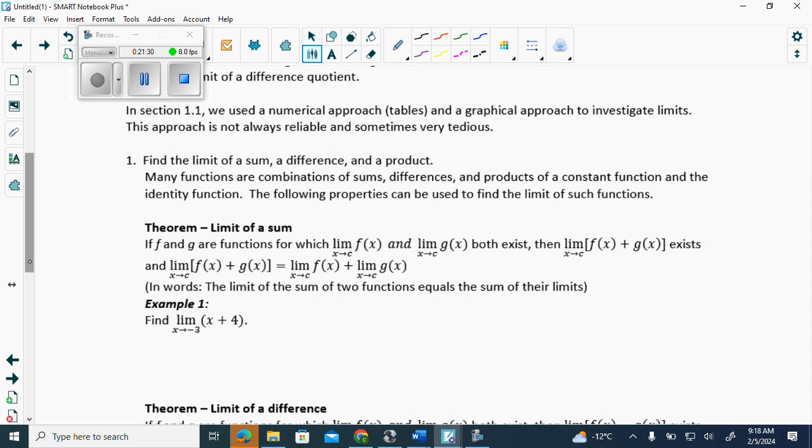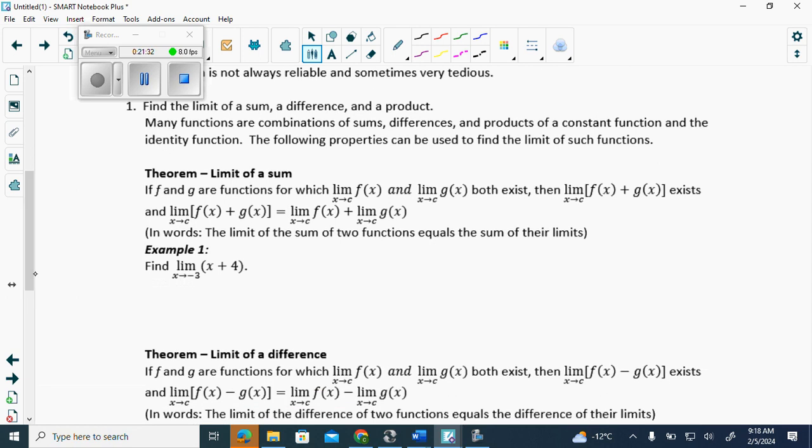So a theorem, the limit of a sum. If f and g are functions for which the limit as x approaches c of f of x, and the limit as x approaches c of g of x both exist, that means that for function f, function g, the limit at that value exists. Okay, so it's continuous. From the left to the right, it's the same in both spots. Then the limit as x approaches c of f of x plus g of x exists. Which makes sense. If the limit for f exists at that value, g exists at that value, when I add them, it exists at that value.